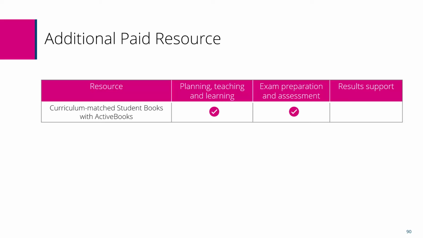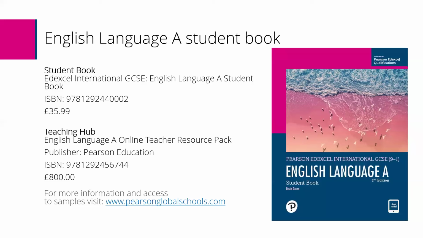There are, of course, paid resources, but they are there available for you. You don't have to use them. There are plenty of other things you can use. This is the student book for specification A. It gives you access to a great deal of online stuff as well. But of course, there are lots of other places where you can find resources to help you with your teaching. It's just to highlight that there is a book available for the latest edition. You'll see this is second edition of the student book.